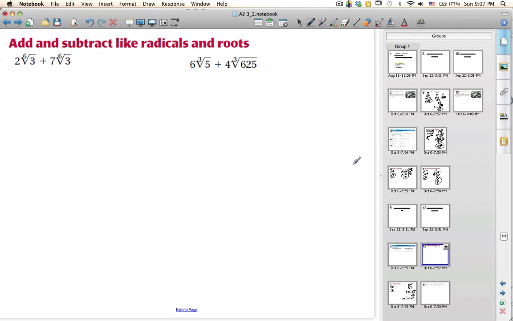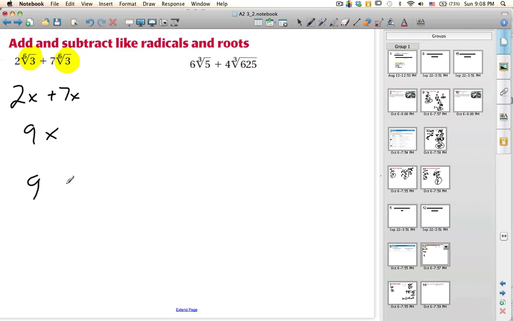Okay, now the idea of like radicals, you're used to like terms, and like radicals work pretty much the same. So you can see that what I have here is I have radicals that are the same. So what you're used to doing is, if you had 2x plus 7x, that would equal 9x. Well, in this case, I replaced the 6th root of 3 with x.